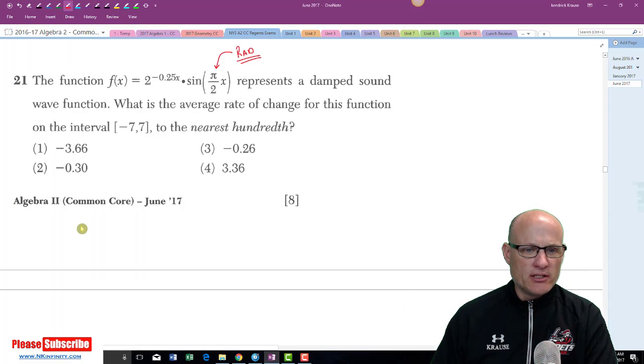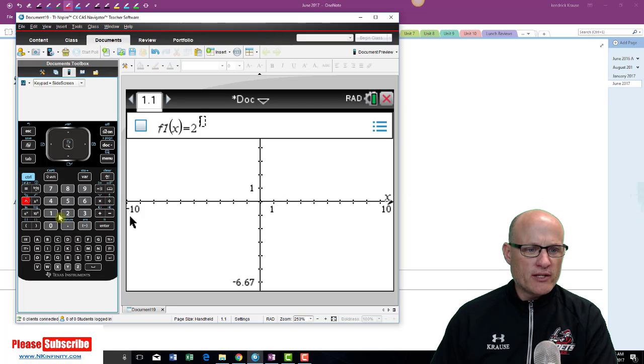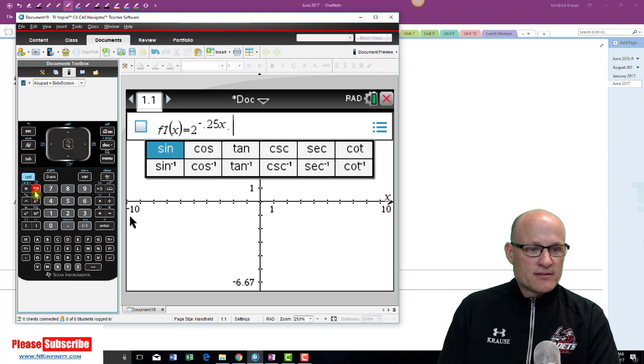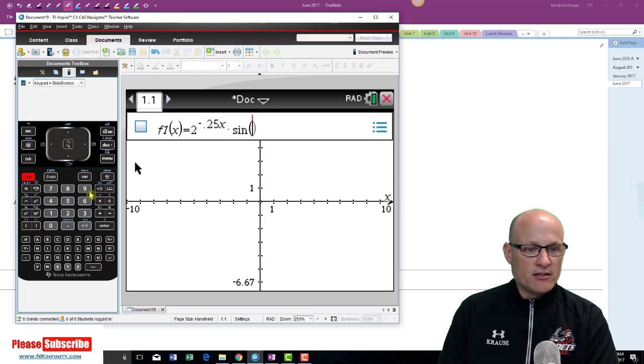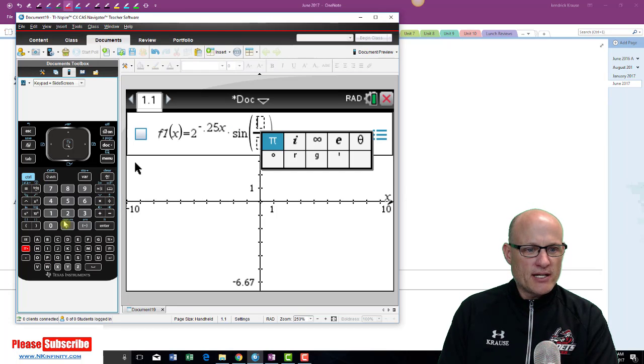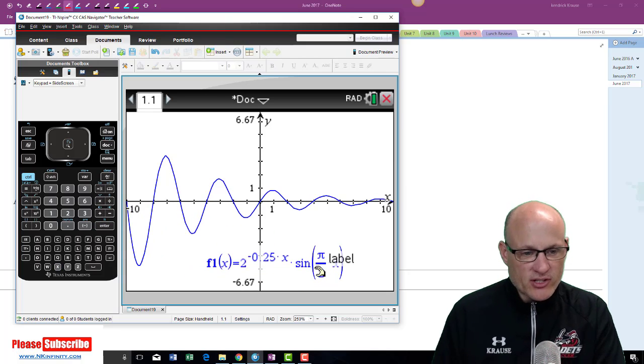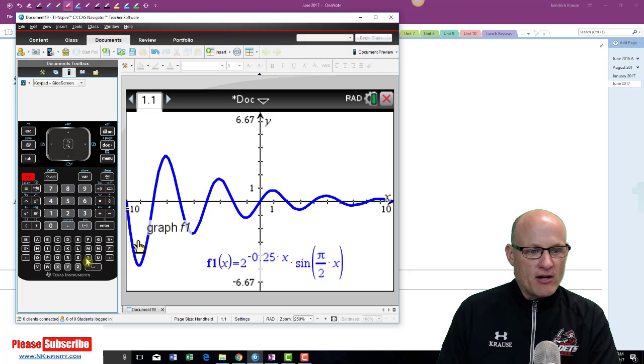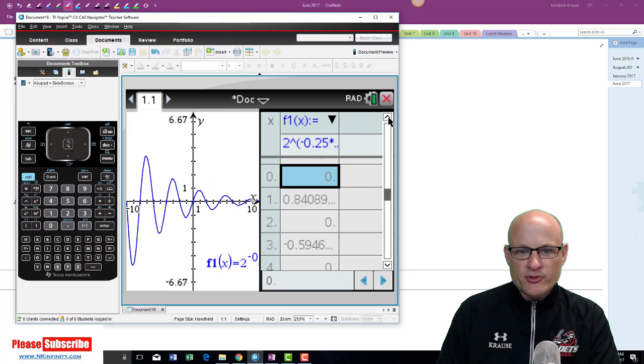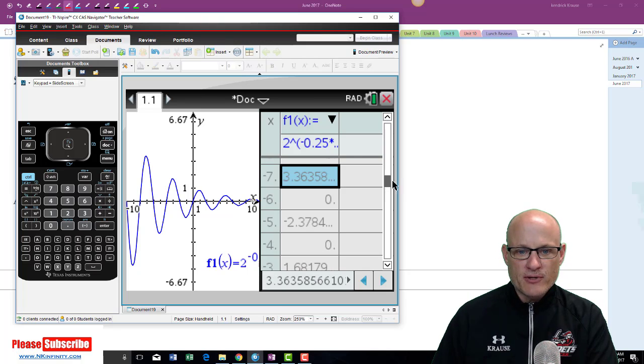And I believe it was 2 raised to the negative 0.25x. Get out of exponent mode. Times the sine of, I believe it was pi over 2x. Some funky graph looking like this. Okay, so there's a couple of ways to do it. You can go right into the table right now, Control T, and you can go up to -7. There's -7. You get 3.36.